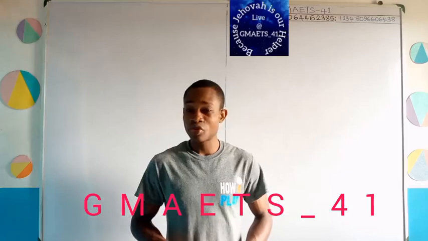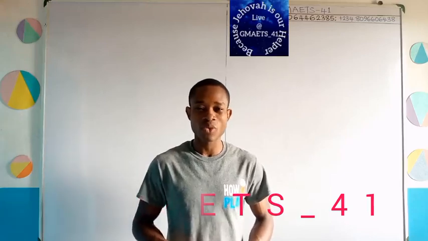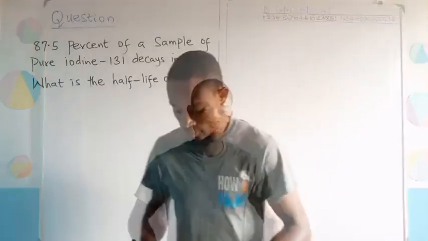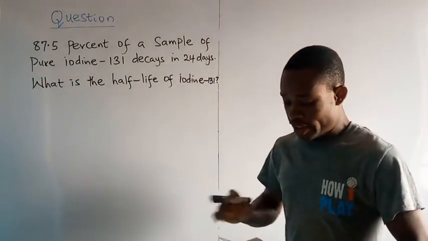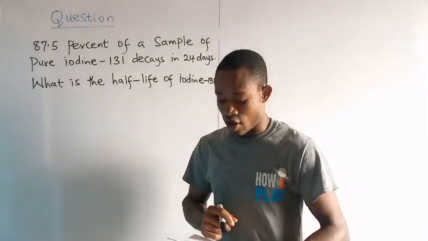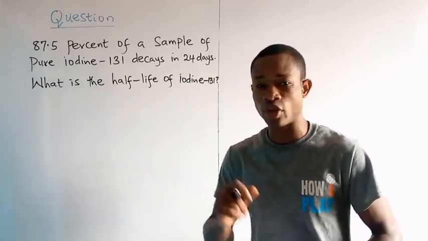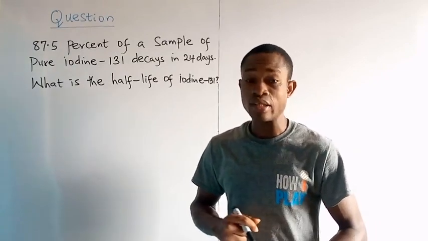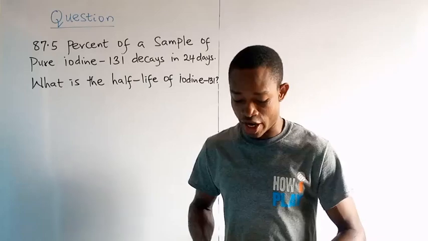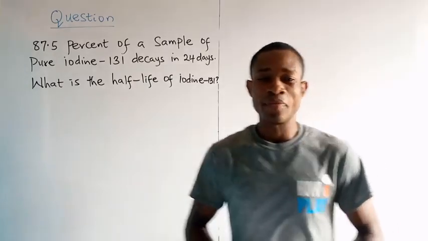So we shall be going straight on to see what the question is about. 87.5% of a sample of pure iodine 131 decays in 24 days. What is the half-life of iodine 131?